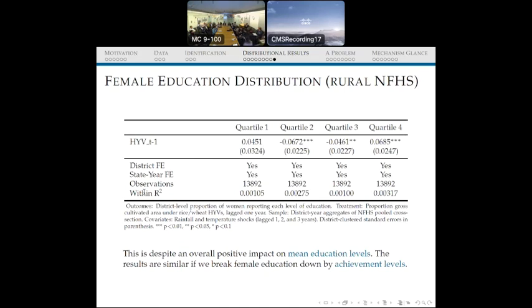Can I ask a clarification question? When you say primary education, does it include primary and up? Because a decline in primary education could be that people started having more education.